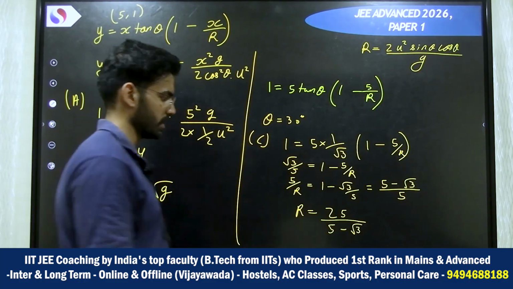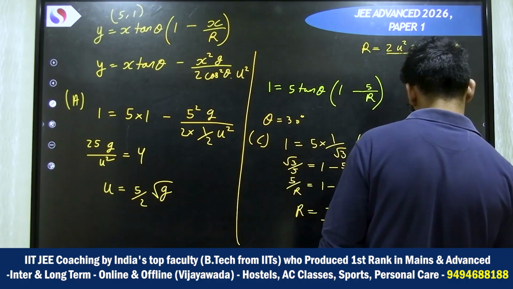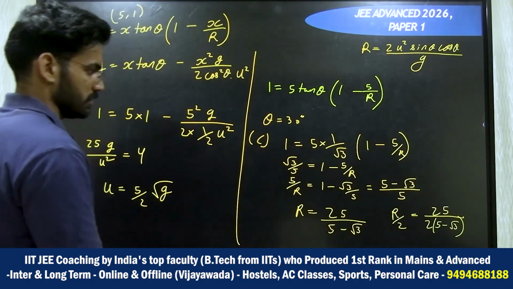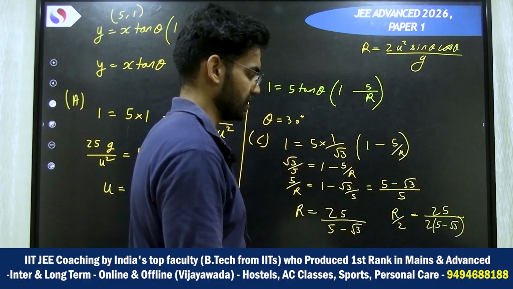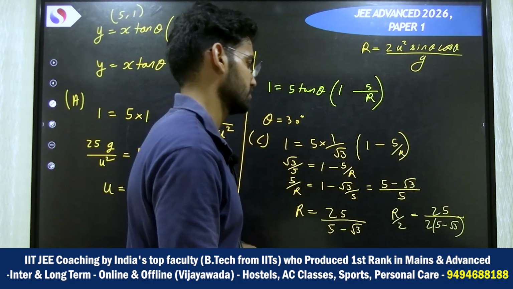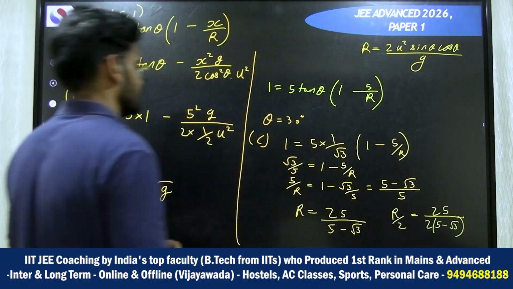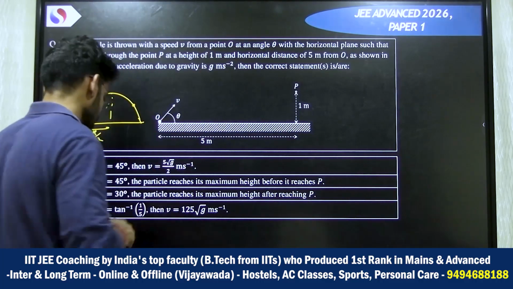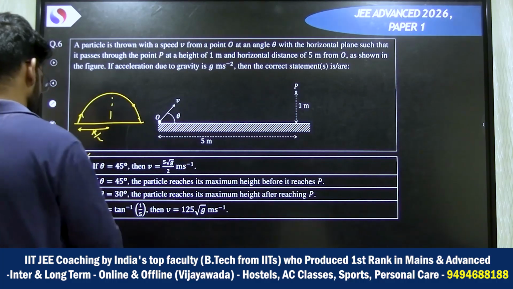And a bigger number. Okay, r by 2, if you solve it exactly, if you get confused, is 25 by 2 into 5 minus root 3. 5 minus root 3 will be 3.3, and this will be 6.6. So that is 6.6, and 5 is the smaller number. So r by 2 is less than 5 again. So this will again be the particle reaching its maximum height after reaching P. So this is not the option.